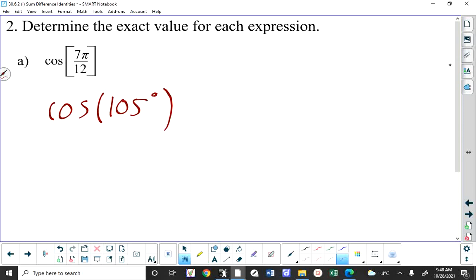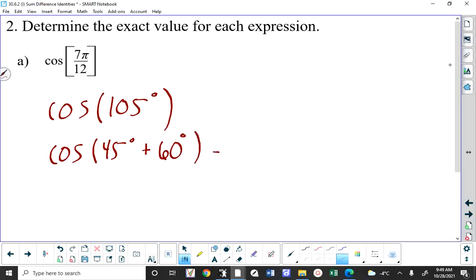I want you to find two angles that would add together to give 105, so that the two angles you choose are angles that we know the coordinates of on the unit circle. And the big hint here is that it ends in a 5. One of them has to be 45 degrees. So the other one would be 60? 60 degrees. So now this is cosine of 45 degrees plus 60 degrees. How is that in any way helpful?